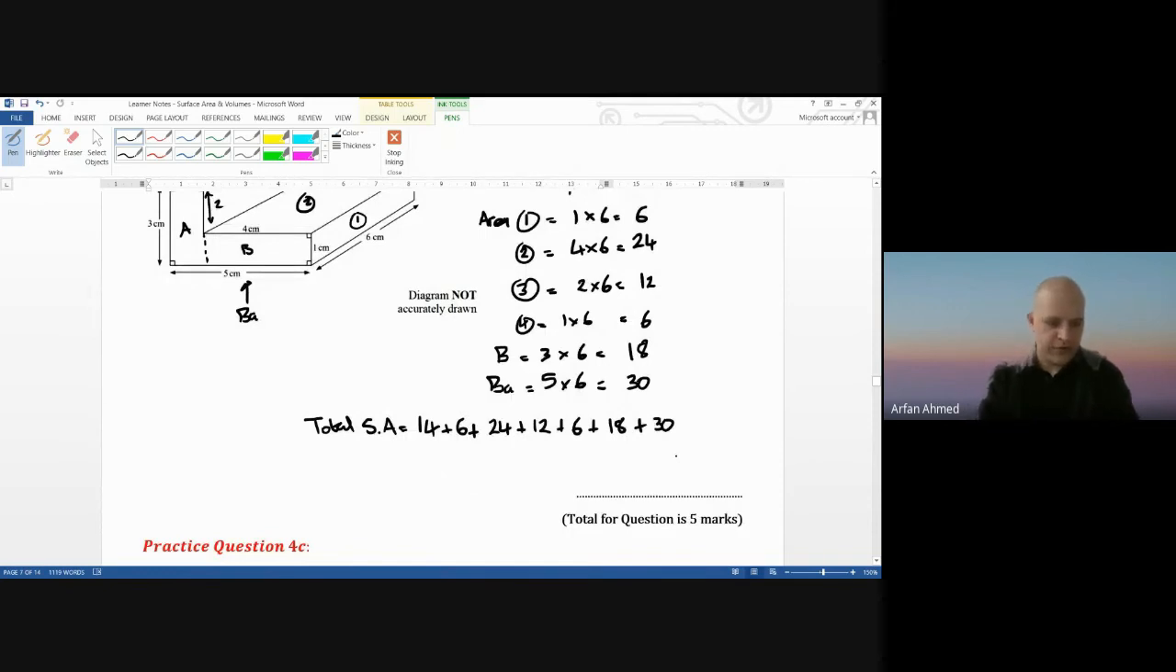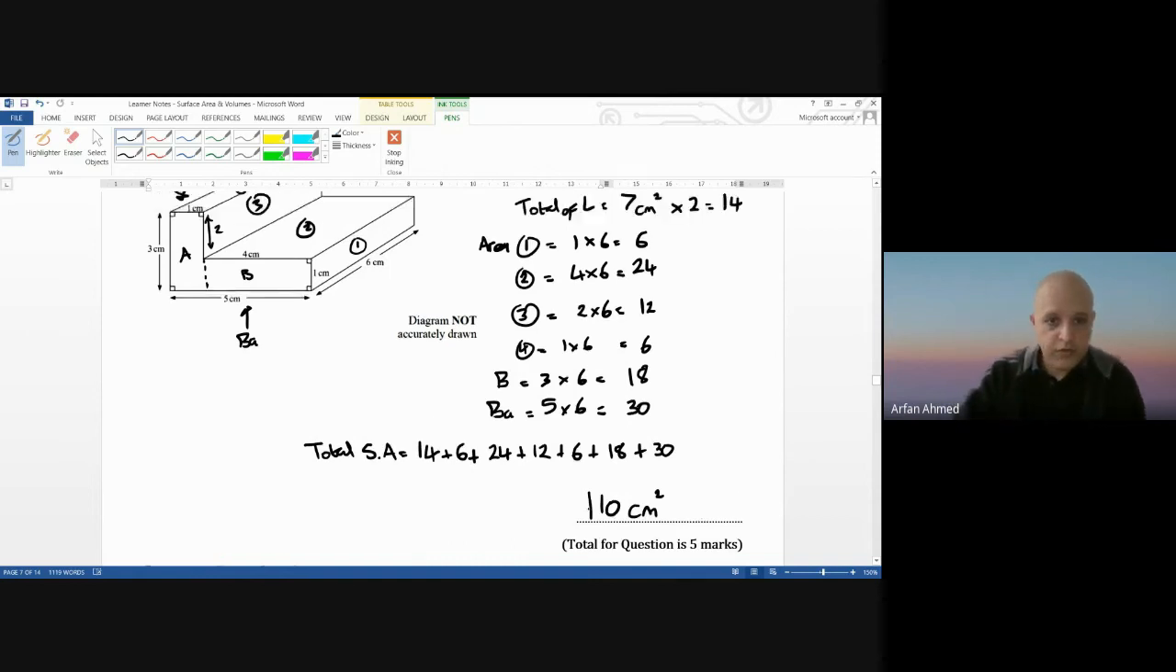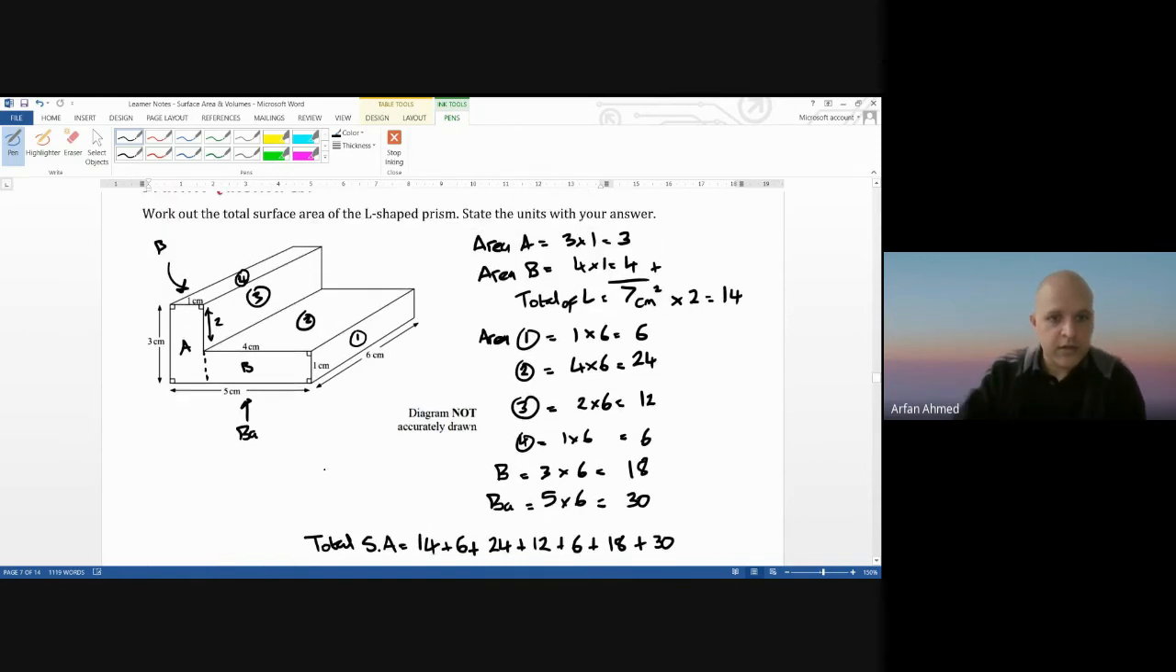Do let me know if it's wrong though. 14 plus 6 plus 24 plus 12 plus 6 plus 18 plus 30. 110. Is that right? I don't have the answers here, by the way. I'm just working out same as you guys. 110 centimeters squared. Yeah, like I said, do let me know if it's wrong though, but it should be correct.